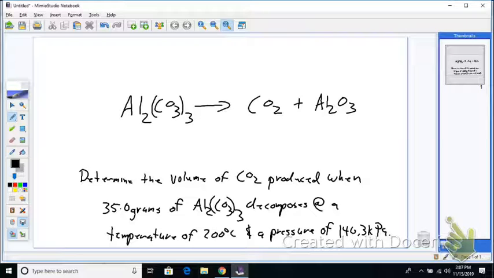So this is combining the combined gas law and stoichiometry. This is just two things you already know how to do, but we're just combining them together to be able to solve a particular problem. It wants to know the volume of a gas. So it wants to know the volume of CO2. So we're trying to find this volume in liters of CO2.